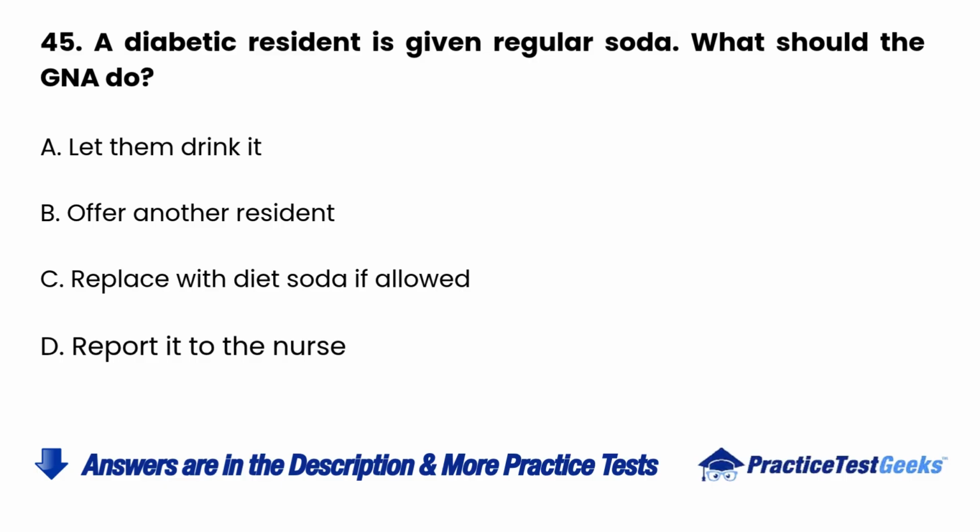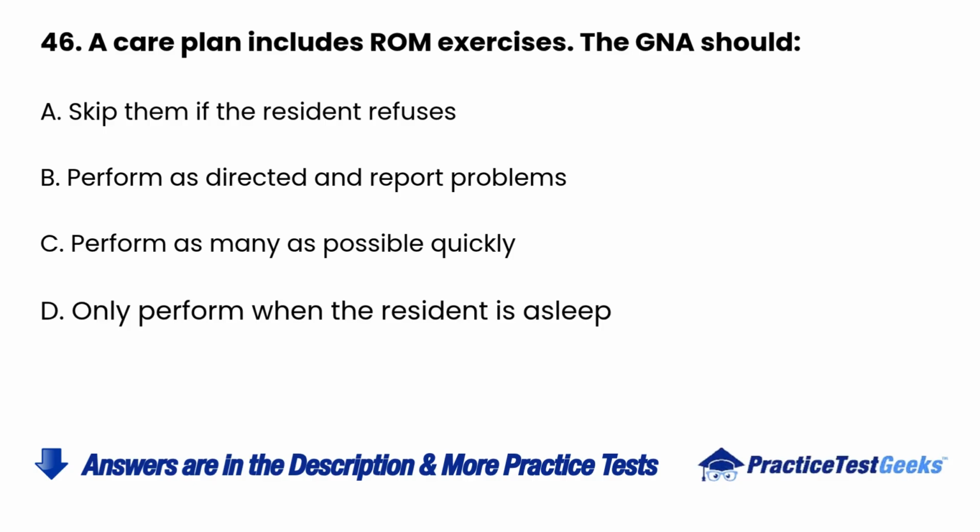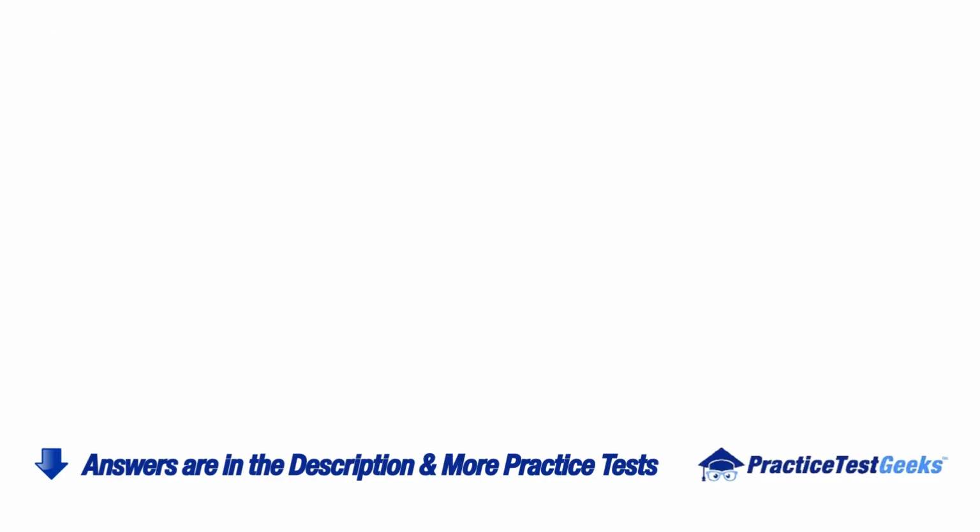45. A diabetic resident is given regular soda. What should the GNA do? A. Let them drink it. B. Offer another resident. C. Replace with diet soda if allowed. D. Report it to the nurse. 46. A care plan includes ROM exercises. The GNA should A. Skip them if the resident refuses. B. Perform as directed and report problems. C. Perform as many as possible quickly. D. Only perform when the resident is asleep.